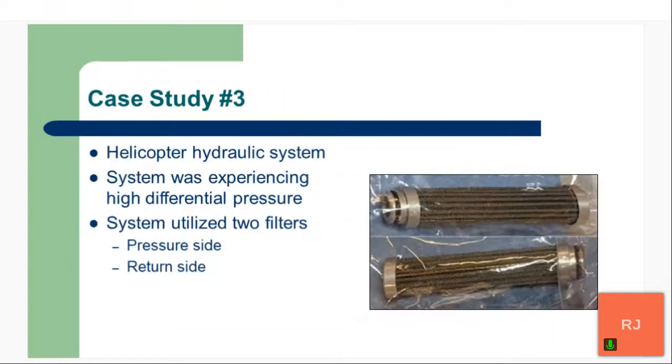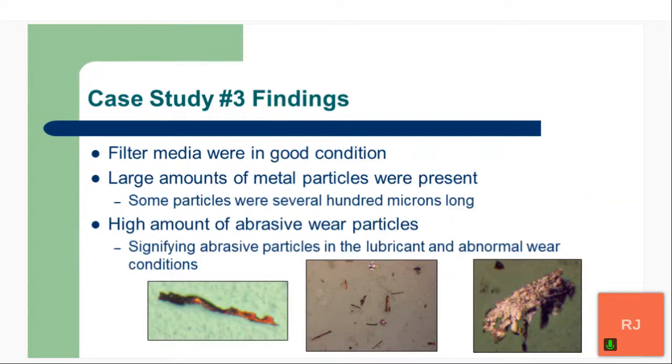And then on to our third case study. This was from a helicopter hydraulic system. The system was experiencing high differential pressure issues, and it utilized two different filters, one on the pressure side and one on the return side of the system. Some of our findings from the study: the filter media itself was in good condition, but we were seeing a large amount of metal particles that were present. Some of them were several hundred microns long, and there was a high amount of abrasive wear particulate.